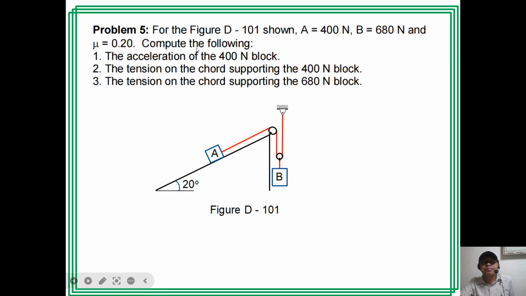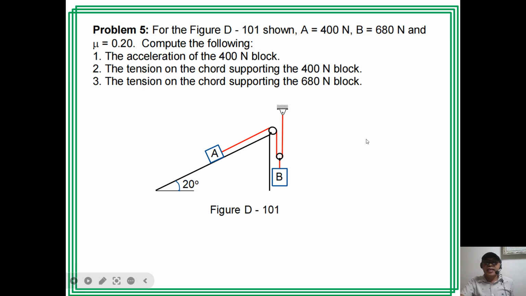Last problem we have here. For the figure D-101 shown, block A is 400 newtons, block B is 680 newtons, coefficient of friction 0.2. So of course this is between the inclined and block A. Compute the following. Okay. So number 1, acceleration of the 400 newton block. Tension on the cord supporting the 400 newton block. Tension on the cord supporting the 680 newton block.